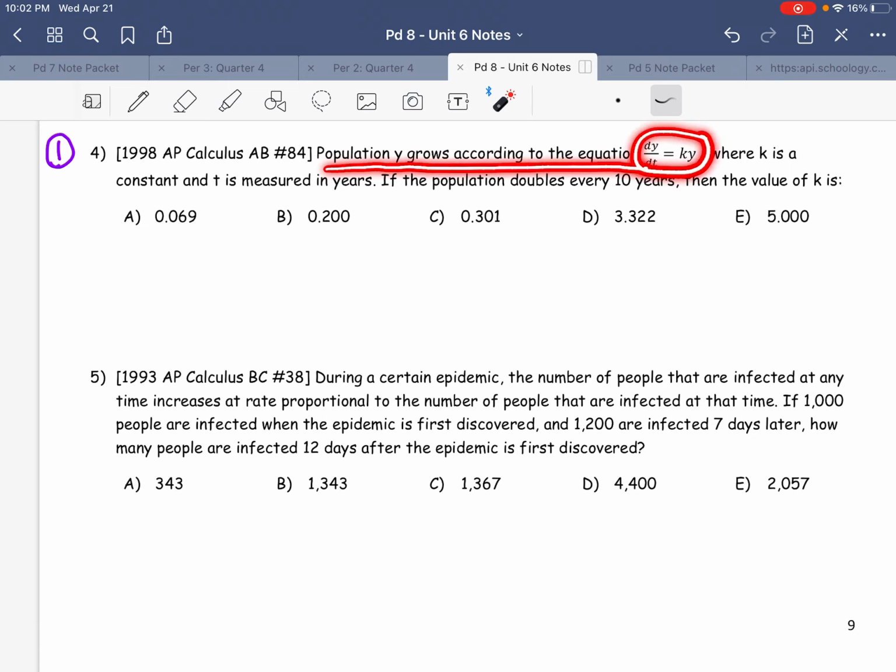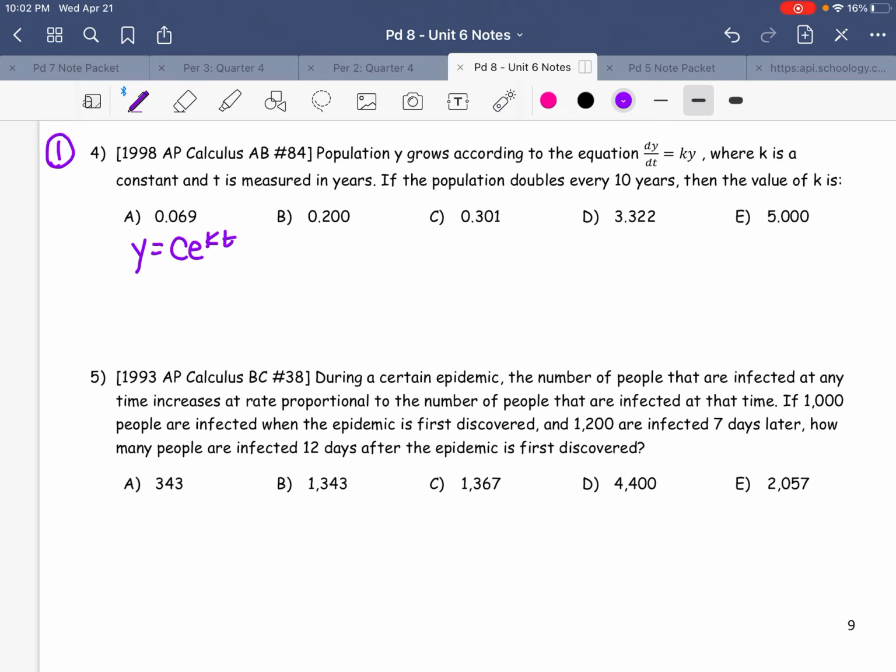So as soon as I see this equation, I can either separate and integrate, or I can remember that when I separate and integrate, I get Y equals CE to the KT. This is direct proportions, where K is a constant and T is measured in years. So something I know is that the population doubles every 10 years. And I want to know what is the value of K. That's what we're looking for.